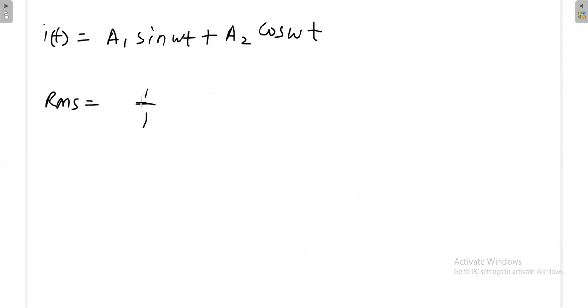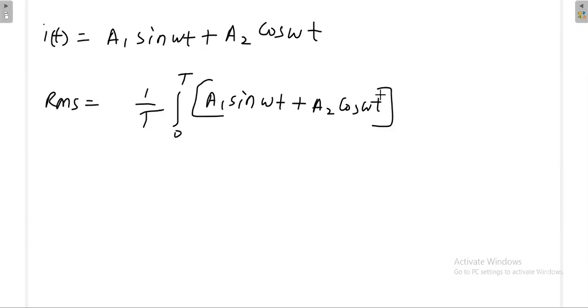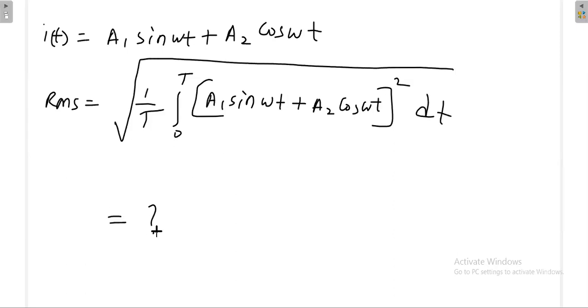1 by T integration 0 to T, and again you have to make sure that the time period, both the time periods, are the same or not. Because you have to calculate the common time period, is it matching or not, that you have to verify. Then you apply in this formula (a1 sin ωt + a2 cos ωt) whole square dt, over all square root. Then you will finally get some answer. Okay, you square this, a square plus b square plus 2ab formula. Finally, you will get some answer.